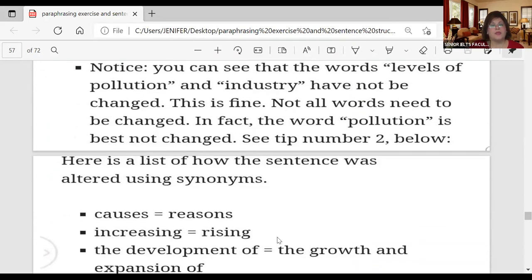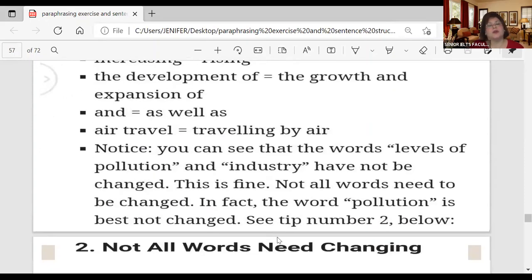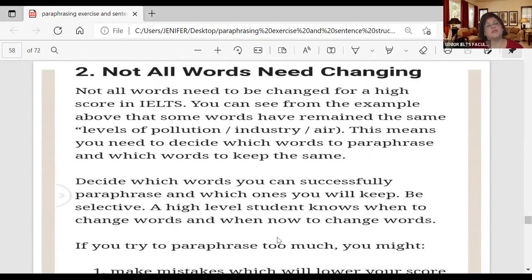Theek hai? Here is a list of how the sentence was altered using synonyms. Not all the words need changing. Now, who will read it for me?